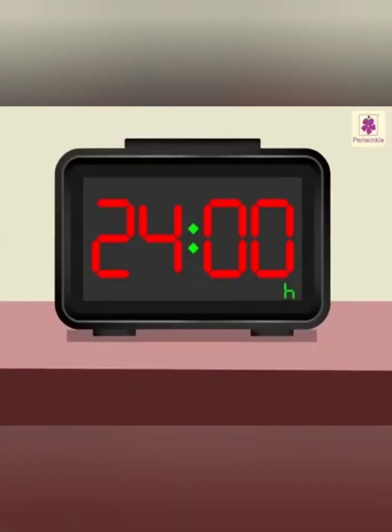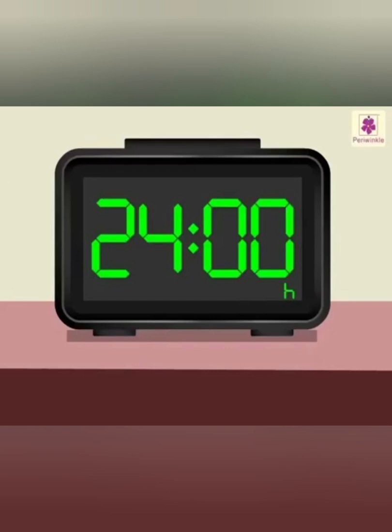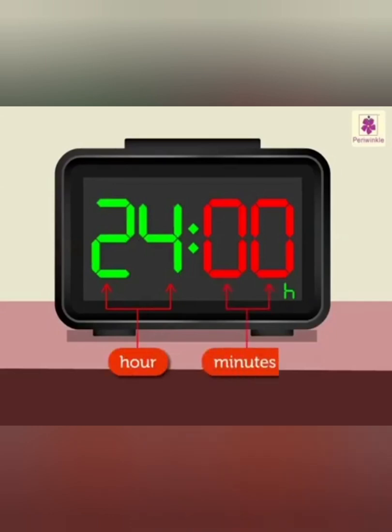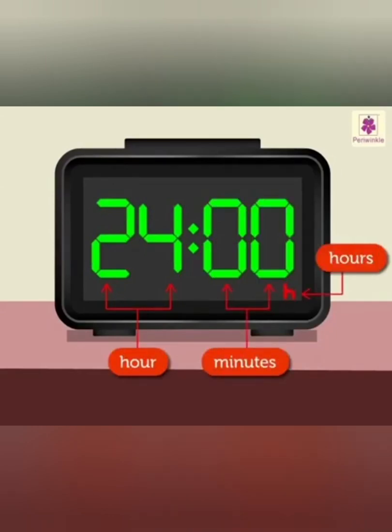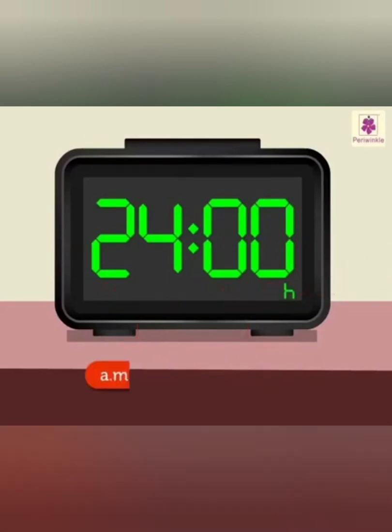4 digits are used in the 24-hour clock as shown. At the end of the 4 digits, we write H. The first 2 digits show the hour. The next 2 digits show the minutes. The letter H stands for hours. AM or PM is not used.